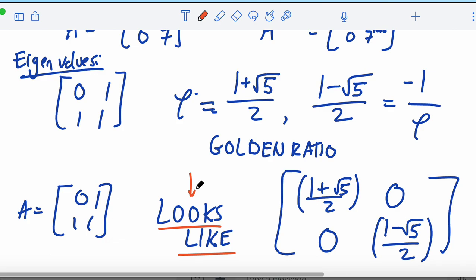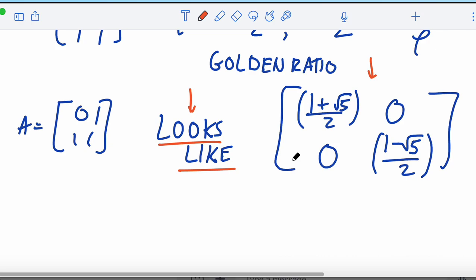"Looks like" means you work in a different basis. So A is telling you what to do. If you know the first number and the second number, it tells you what to do: you do 0 times the first number plus 1 times the second number, and 1 times the first number plus 1 times the second number. That's what you did in the warm-up. But in a different basis, A looks like this matrix. And that basis is the eigenvectors.